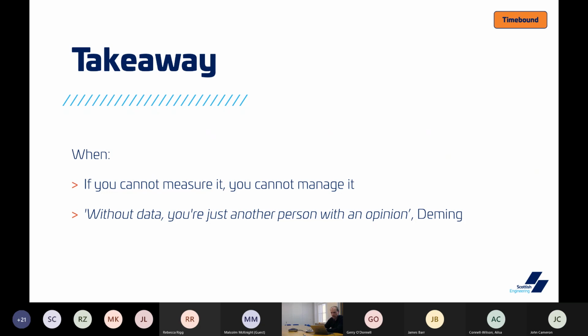So the takeaway from the when, from the time, is if you cannot measure it, you cannot manage it. So that's why time is part of the measure. It's not only the quantity, it's also about the timing. And a quote from Deming I quite like is, without data, you are just another person with an opinion. And that's why it is key to do all that measurement, all that SMART piece I've been talking about. It's about timing, and it's about measuring, and it's about reporting.